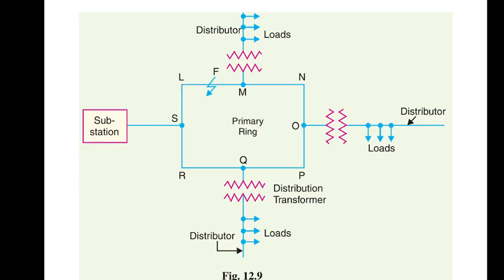So key components shown include the substation as the main source, the primary ring forming the closed loop, distribution transformers stepping down voltage, and distributors delivering power to end users. And overall, I can say that this system ensures continuity of service, flexibility in operation, and improved fault management compared to radial distribution systems. In general, we can say the reliability of the system can be improved.